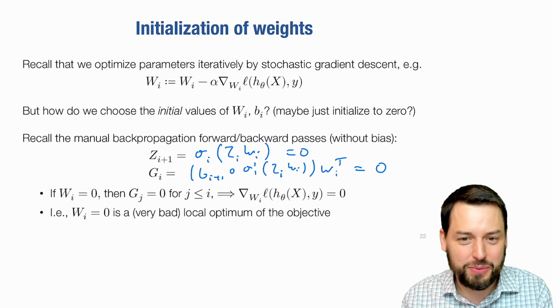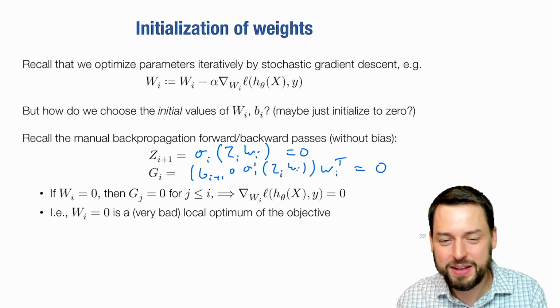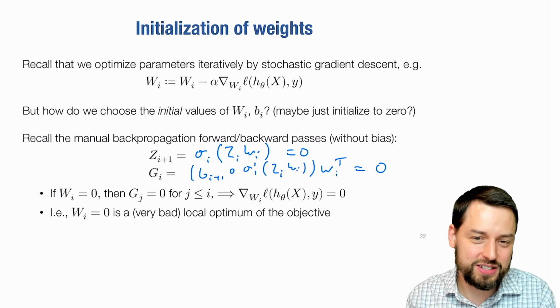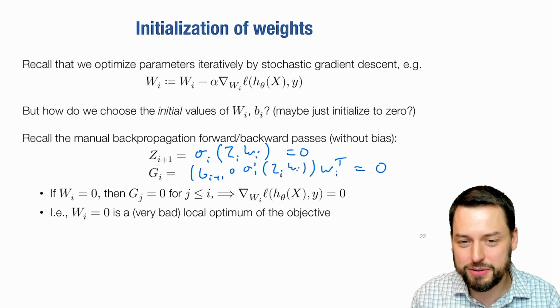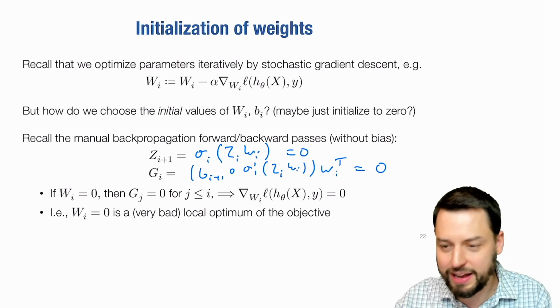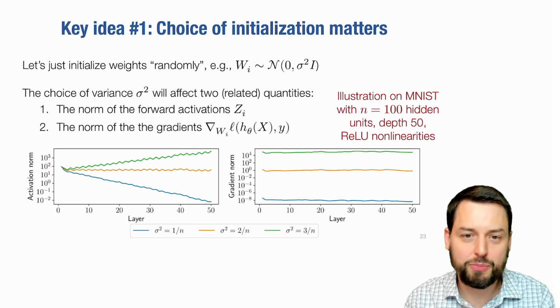But it's a really bad one, right? Because predicting all zeros is probably not a very good model. And if you initialize to be all zeros, you will never move from there. So this is a really bad thing to do, and you don't want to initialize your parameters to be all zeros, unlike in convex optimization. So the question is, what do we do instead? How do we initialize parameters instead?